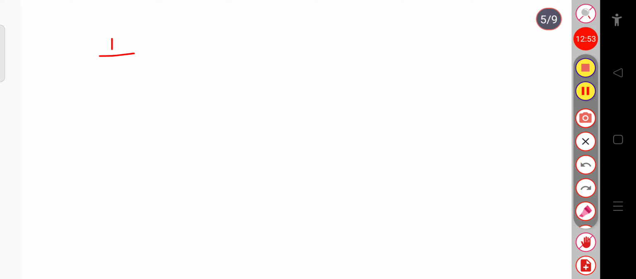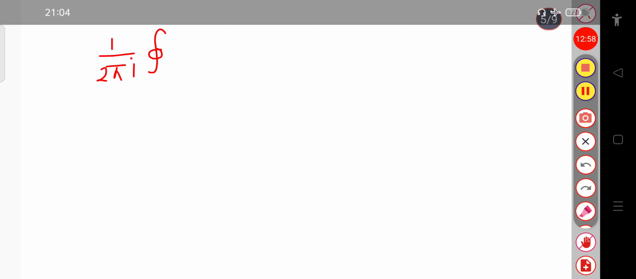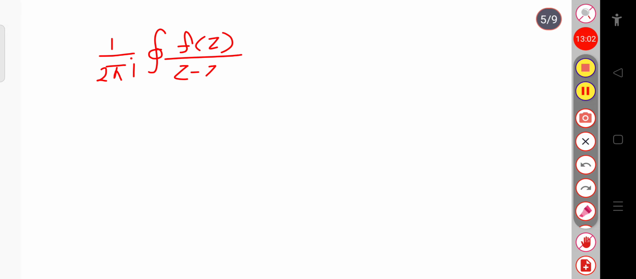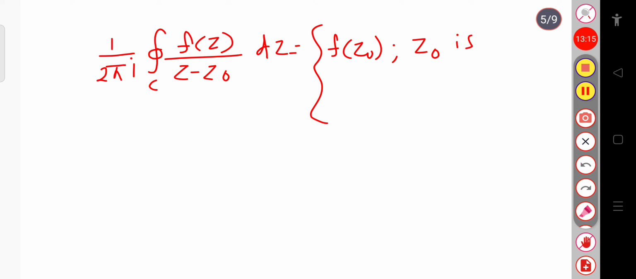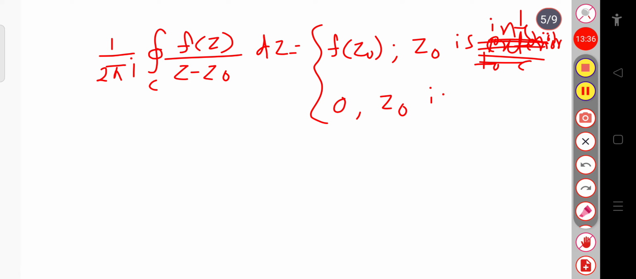So 1 by 2 pi I, integration over the closed contour C of f of z divided by z minus z naught, dz, will be equal to f of z naught if z naught is interior to C, and the value will go to 0 if z naught is exterior to C. When the point lies within the contour, the value exists, that is f of z naught, and if it lies outside the contour, the value will be 0. Clear?